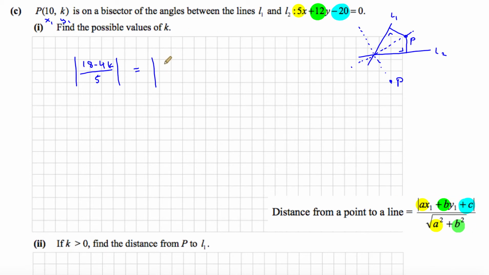So we have a times x1, that's going to be 5 times 10, plus b, which is 12 times k, y1, and then plus c, and our c value is negative 20. That's all going to be over the square root of a squared plus b squared, which is the square root of 5 squared plus 12 squared.